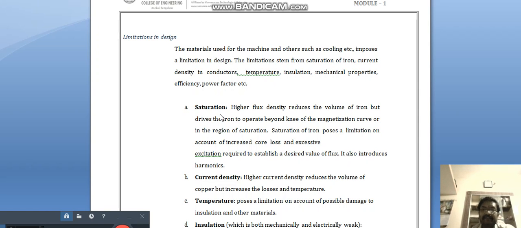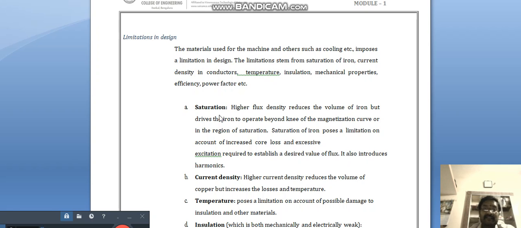Okay, in this video we are going to see limitations in design. Limitation in design means that we told no. I already told that there are magnetic field, electric field, and insulations. These three things are major things for all the machines. So when you go for the machine materials, what limitations will be present?